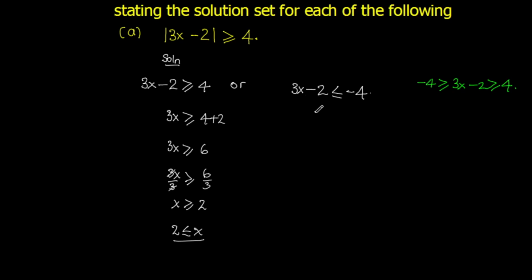Let's again work on this one. So here we have 3x, collecting like terms, we have here 4 plus 2, then 3x will be less than or equals to, this simplifies to negative 2. Again, dividing both sides by 3, so negative 2 is divided by 3. Therefore, x is less than or equals to negative 2/3.